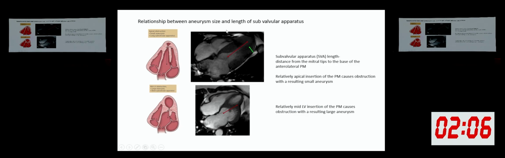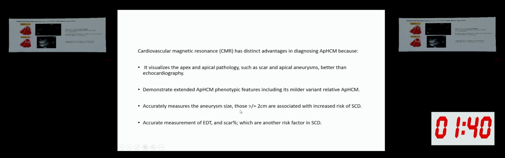Now, there is a relationship between the size of the aneurysm and the subvalvular apparatus. The length of the subvalvular apparatus is the distance from the tip of the mitral leaflets to the base of the anterolateral papillary muscle. When you have a long subvalvular apparatus, as in this case, then the aneurysm is small. And when you have a short subvalvular apparatus, as in this different case, then the amount of ballooning or the aneurysm is large.